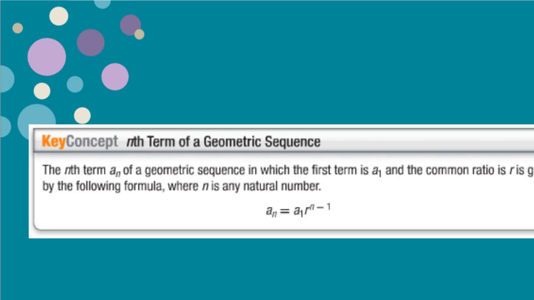So remember, your a sub n is just the nth term. Your a sub 1 is the first term. And then your r is, again, that common ratio. Also remember, I will be giving you the formulas on your test. But you do need to know which thing is what, right? You need to know what a sub 1 is. You need to know what r means. Those types of things.